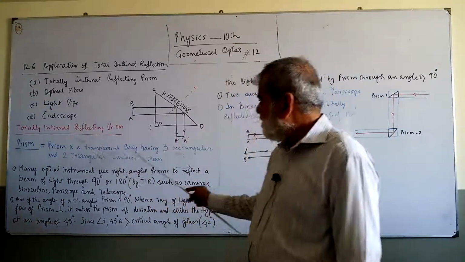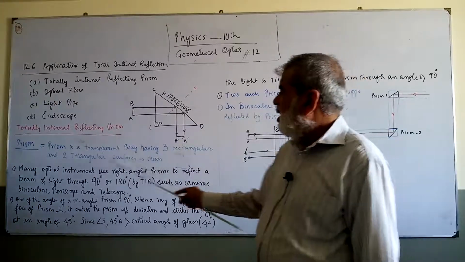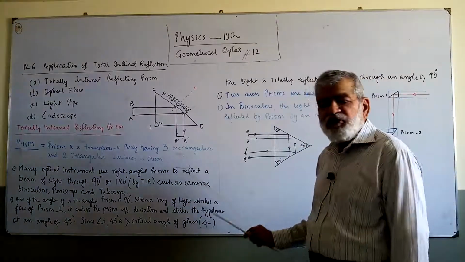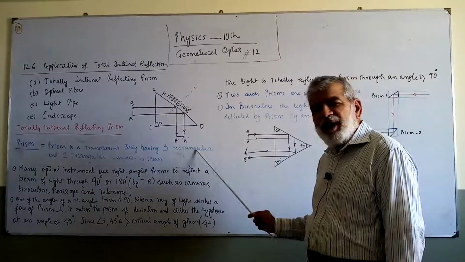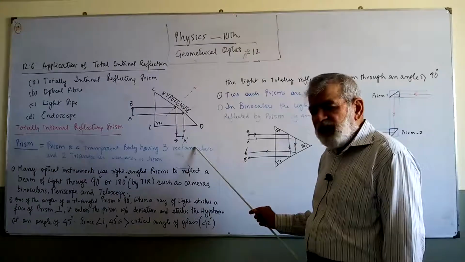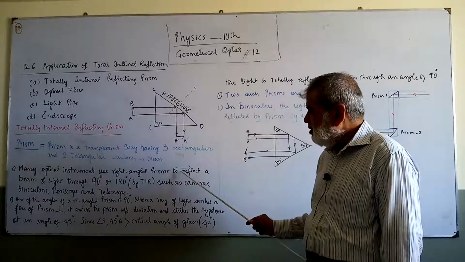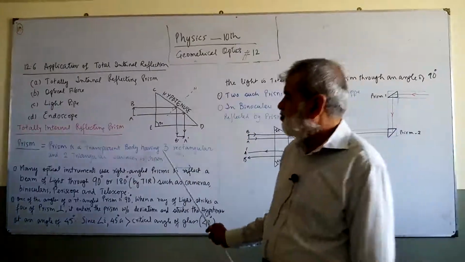A prism is a transparent body having 3 rectangular and 2 triangular surfaces. It has 3 rectangular surfaces, and this one and the one at its back are triangular, and this surface and this surface and this surface, they are rectangular. So that is a prism.